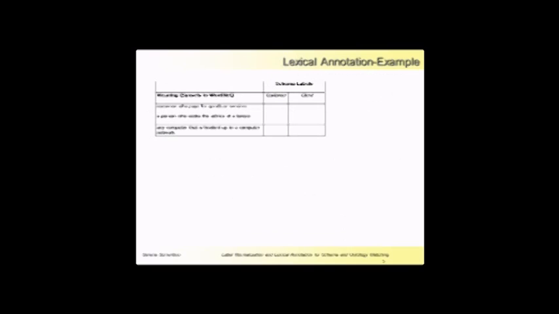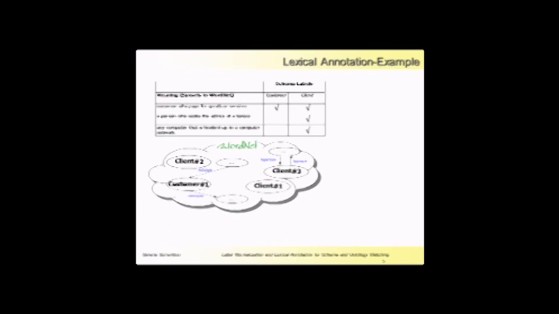Let us consider a very simple example where we have to annotate two schema labels, customer and client. These labels have in WordNet the following meanings: customer has only one meaning, and client has three different meanings. To perform lexical annotation, we need to manually select the correct meaning for these labels in WordNet. In this particular case, we select the first meaning for customer and the first meaning for client.